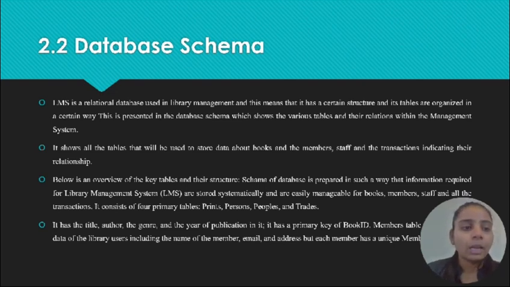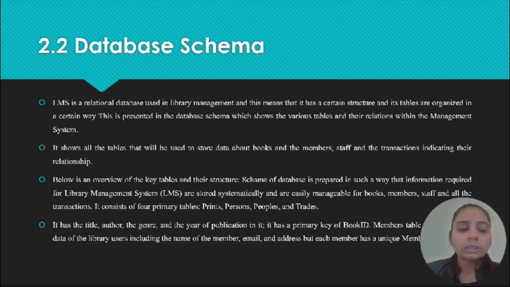Database schema. The LMS, used in library management, has a certain structure, and tables are organized in a certain way. This is presented in the database schema. It shows various tables and their relationships within the management system. It will be used to store data about books, members, staff, and transactions, indicating their relationships. The schema of the database is prepared so that the information required for the LMS is stored systematically and is easily manageable for books, members, staff, and all transactions.